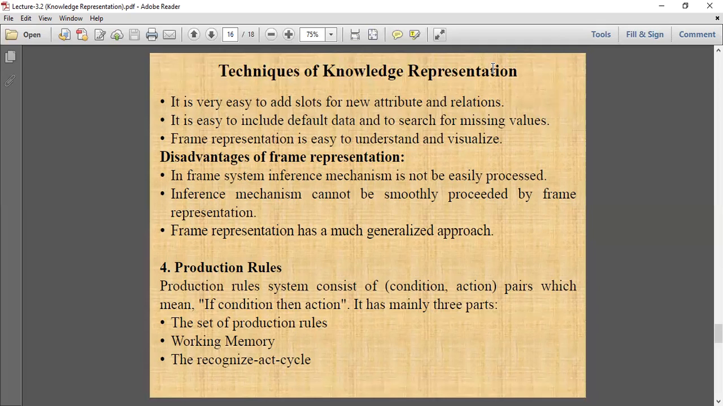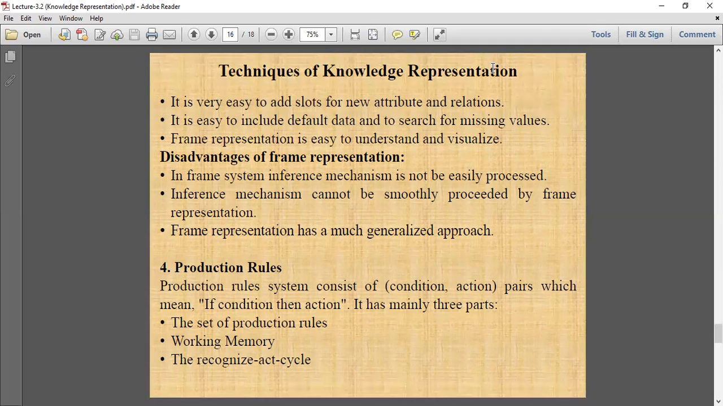What are the disadvantages of frame representation? In a frame system, the inference mechanism cannot be easily processed. The inference mechanism cannot proceed smoothly with frame representation.